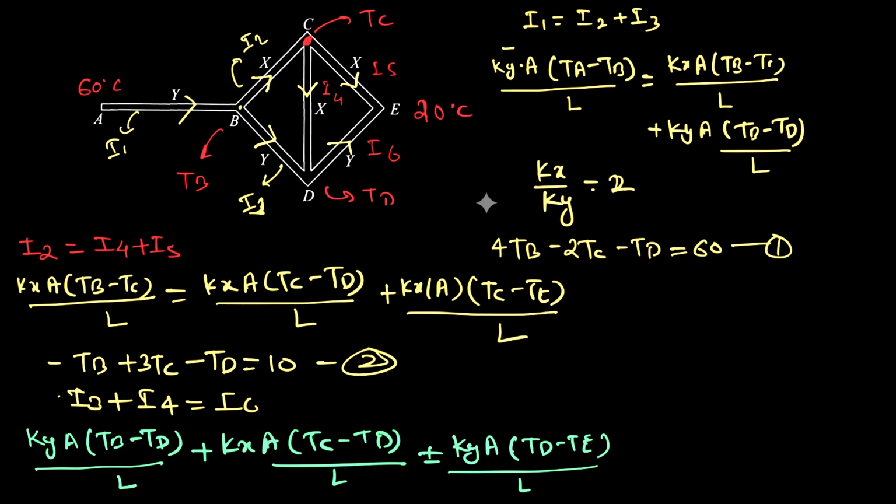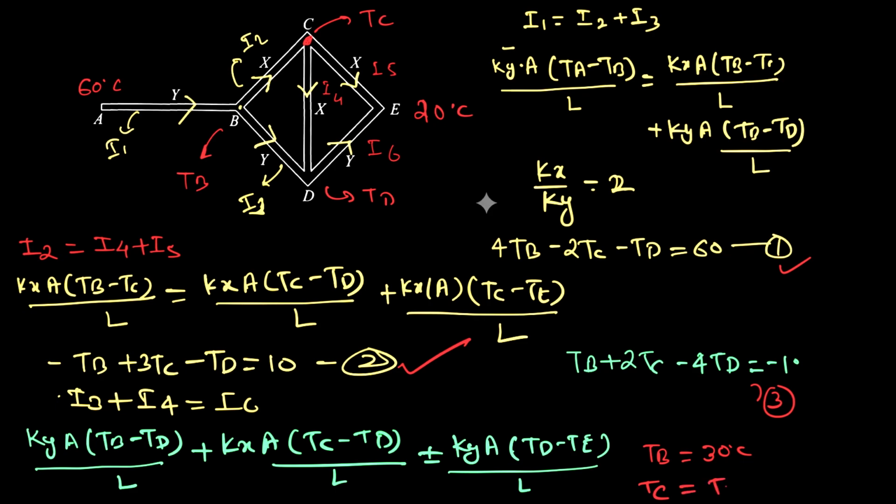If I solve this last equation, what I'll get is TB plus 2TC minus 4TD equals minus 10. Now I have three equations, number 1, 2 and 3. This is equation number 3, this is equation number 2, this is equation number 1. If I solve all three equations, I will get TB equal to 30 degrees Celsius, and TC and TD both equal to 20 degrees Celsius.